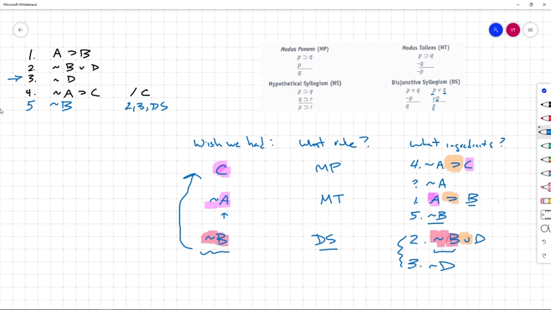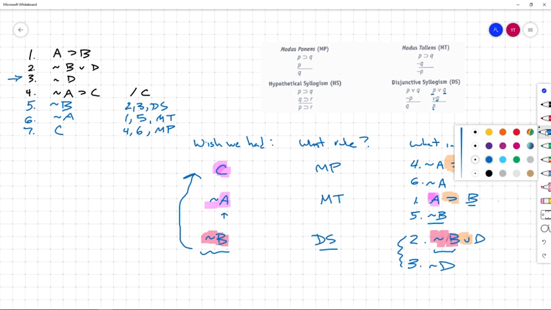So now we write that down. 1 and 5 using modus tollens gets us not A. And why did we want not A? Oh, well, it was to use it along with line 4. So now we know where not A is. It occurs at line 6. So we just write that down. Lines 4 and 6 and modus ponens get us C. And suddenly we're done with the proof.